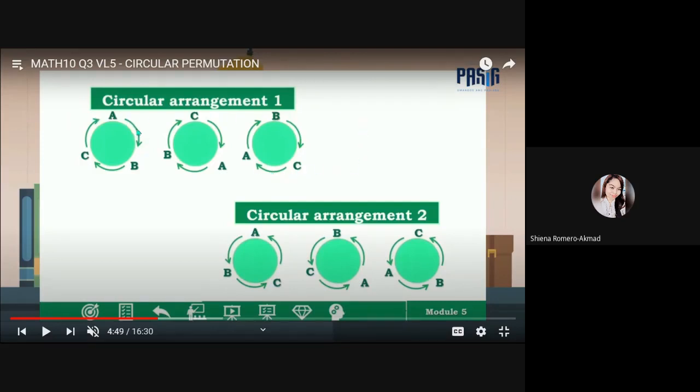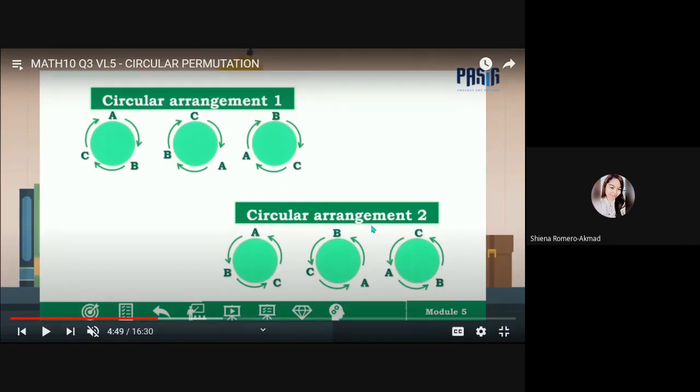Kasi nga, bakit ganon? It's because they are arranged in a circular table. They are arranged in a circle. Okay? That's why, even if they change their seats, as long as yung taong nasa kanan at nasa kaliwa, hindi nagbago, wala ring pagbabago sa arrangement nila. Parang ganito lang yun eh. Ay, katabi pa rin naman kita eh. So, parang wala din namang pagbabago.